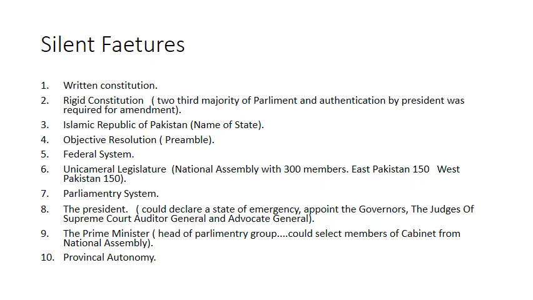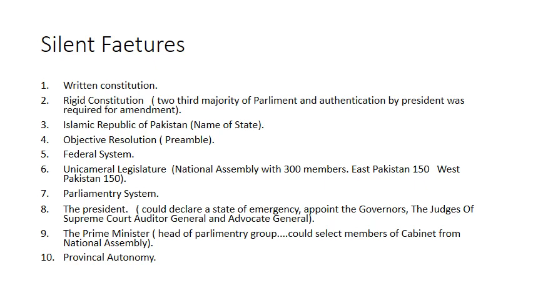The Constitution of 1956 provides a unicameral legislature. It means there was only one house in parliament, which was called the National Assembly. The National Assembly was comprised of 300 members, 150 from each wing. It means 150 from East Pakistan and 150 from West Pakistan. In total there were 300 members of the National Assembly.